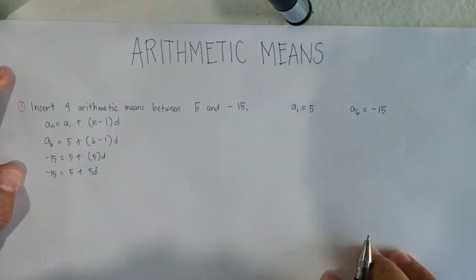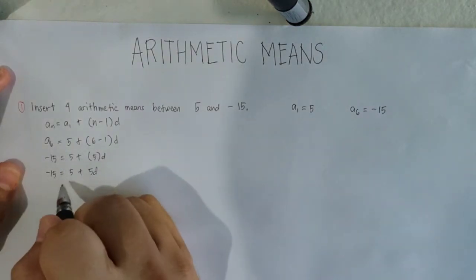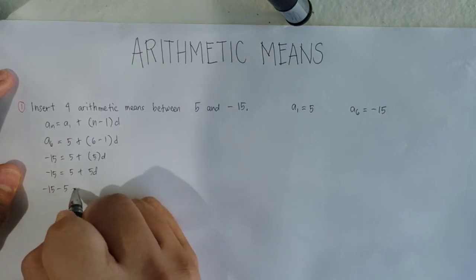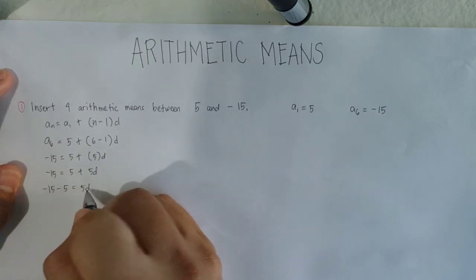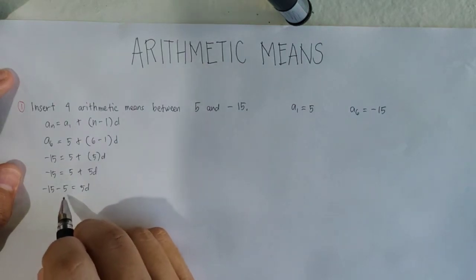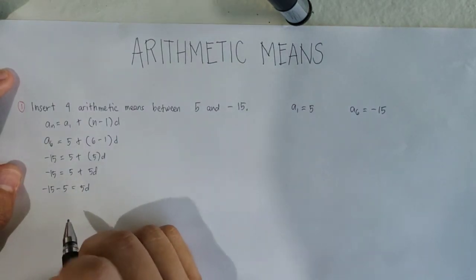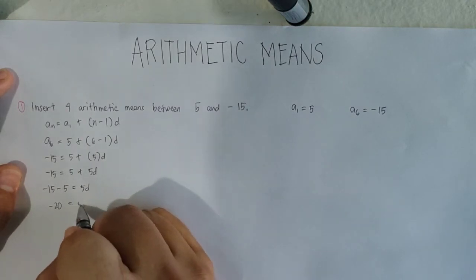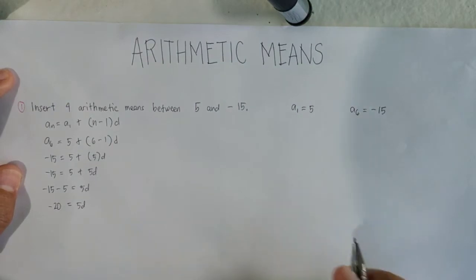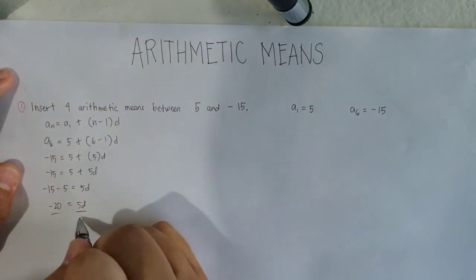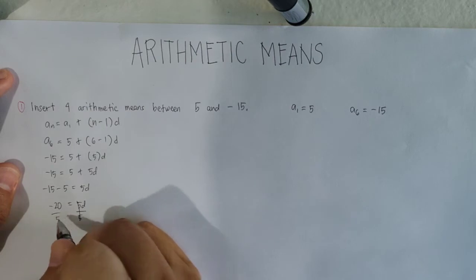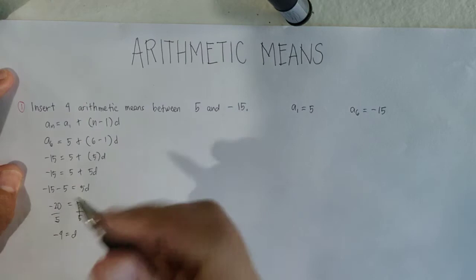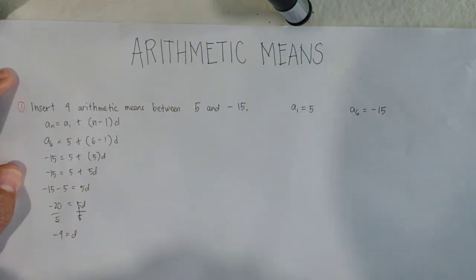And yung 5 plus 5 times d is 5d. Then, by APE, may lipat yung 5 sa kabila. From positive, magiging negative. So, magiging negative 15 minus 5 equals 5d. Negative 15 minus 5, same sign, so add and keep. So, magiging negative 20, keep lang yung negative sign, equals 5d. To get the value of d, divide both sides by 5. Okay, cancel na to. So, negative 20 divided by 5 is negative 4. So, ang d natin or common difference ay negative 4.